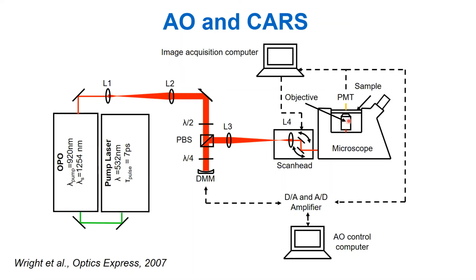And then the control loop reads the signal on the photomultiplier tube that collects the CARS signal, and reads it back to some A to D cards, and it can then optimize on the intensity of that signal. And that's how we go about trying to work out what shape we require on our deformable mirror.